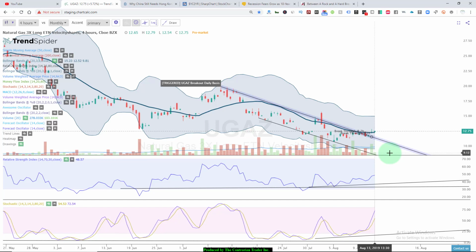If you don't hear me talking about UGAZ on either Best Stock Charts or Swing Trading today, there's a strong probability that we are long of it or it's come off of our watch list, one of the two.